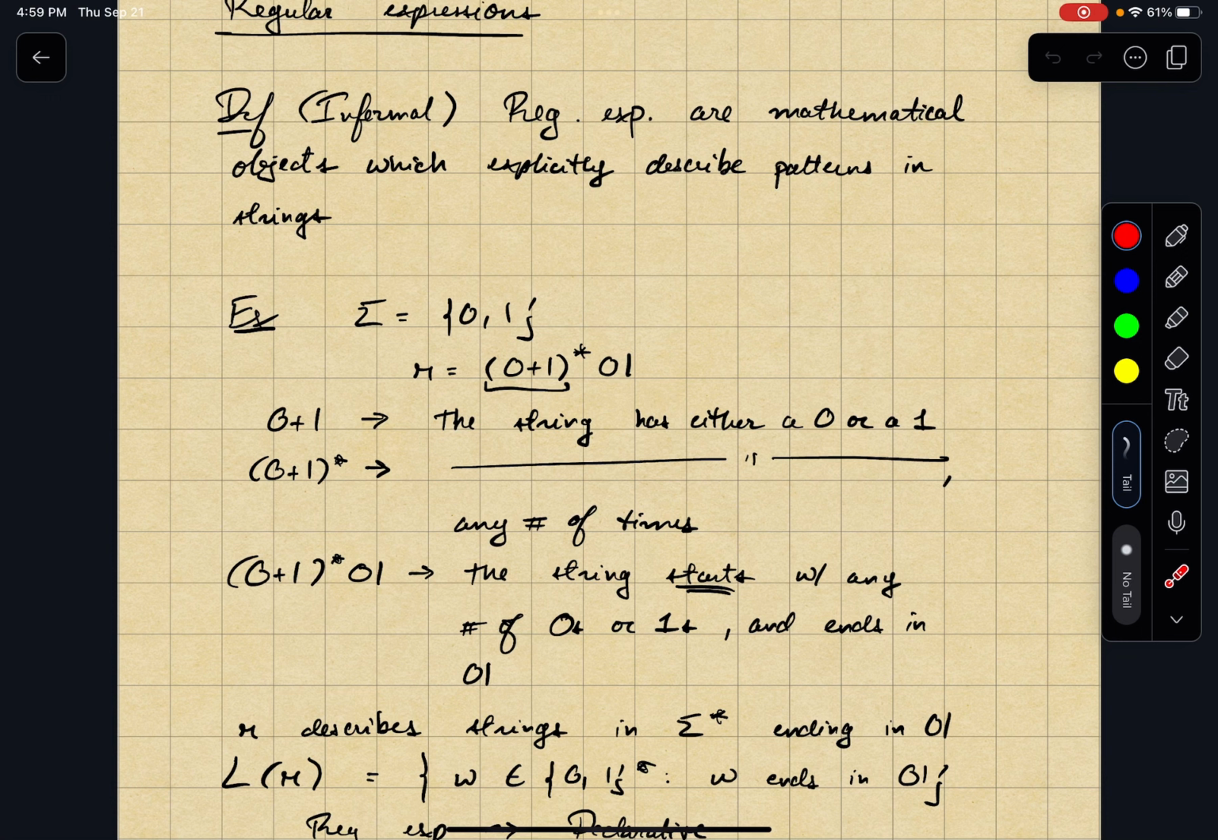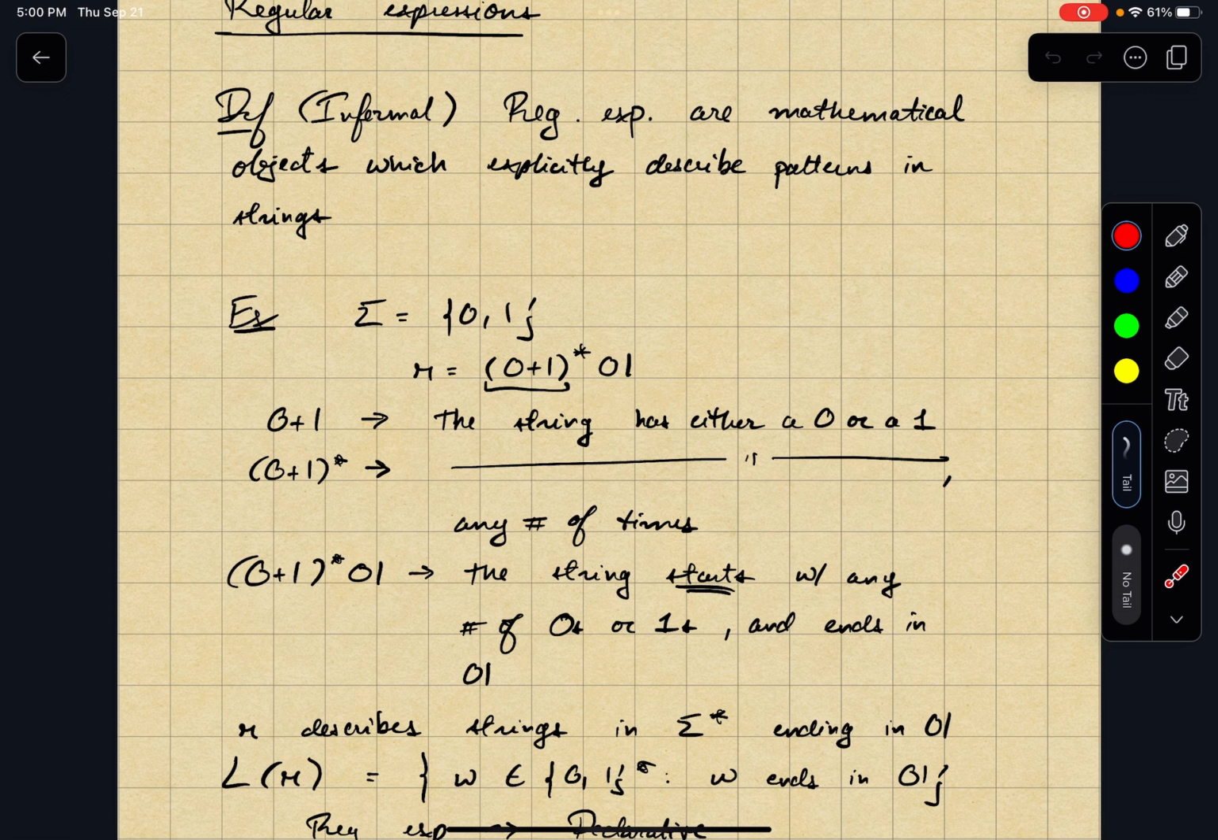So this regular expression starts with this 0 or 1. What does this 0 or 1 say? It says that the string has either a 0 or a 1. Right? So at some position, the string either has a 0 or it has a 1. Now what happens if I augment this with a star? Well, it says that the string has either a 0 or a 1, but this occurs any number of times. So I have possibly multiple positions in my string, and at each of those I either have a 0 or a 1.